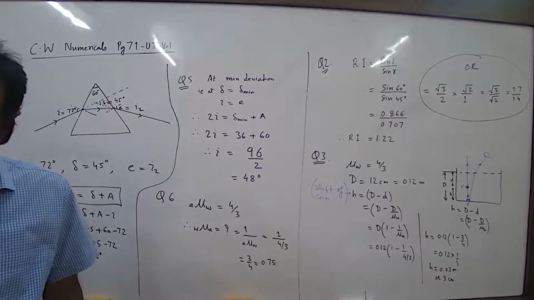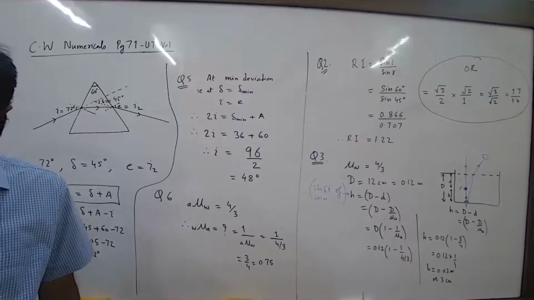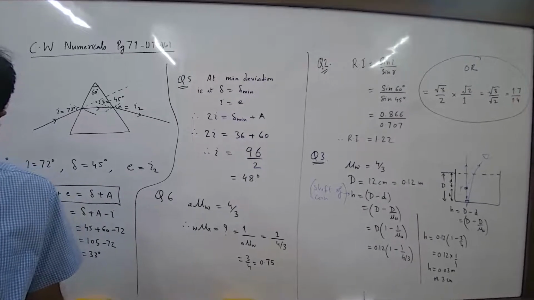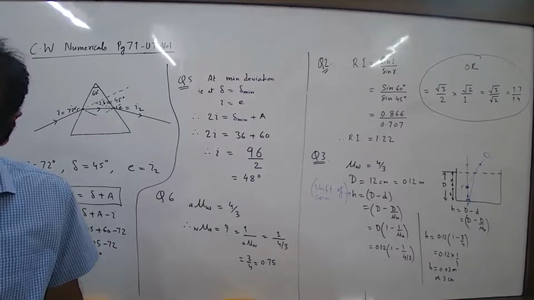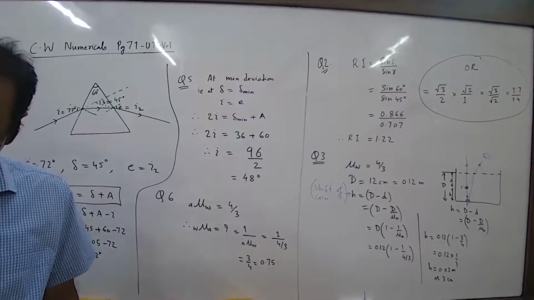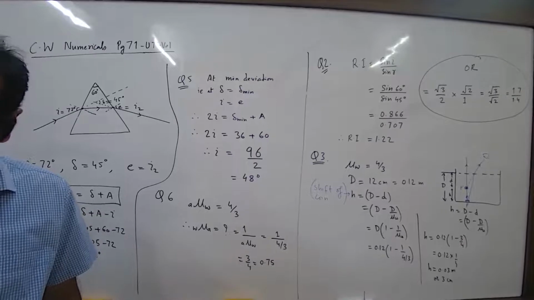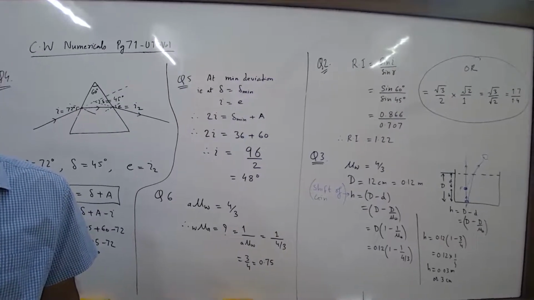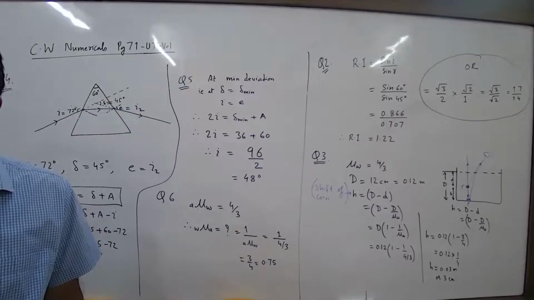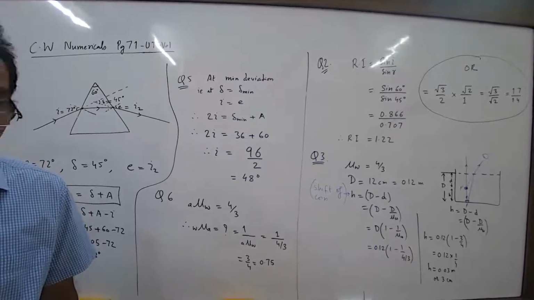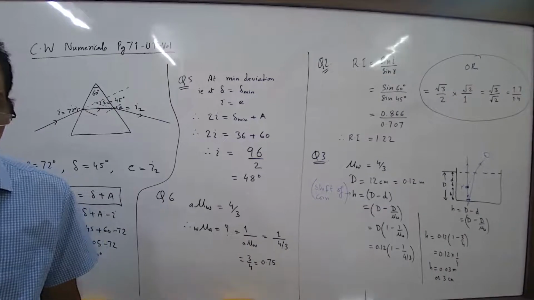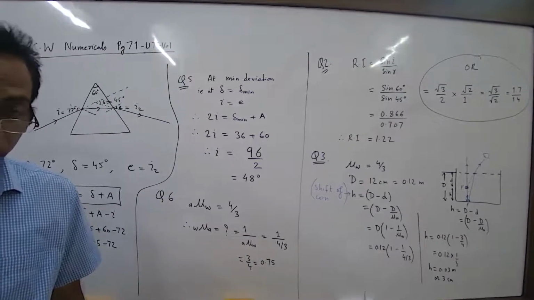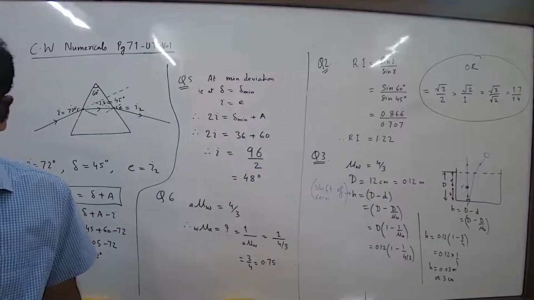In the given diagram, name the ray which represents the correct path of light while passing through the glass block. Air to glass. Which one it will be? B. Everybody with B? Right? Okay. Why not A? Why not A?